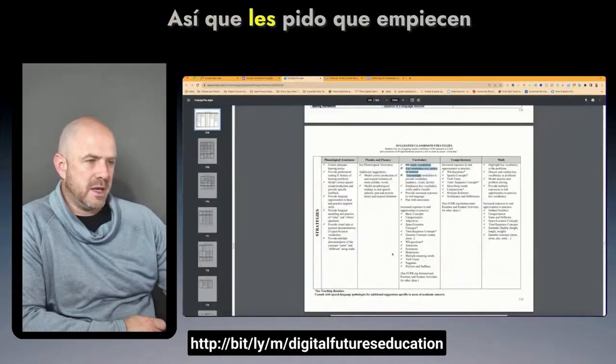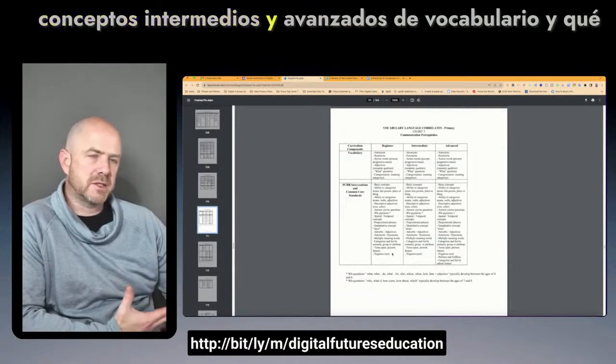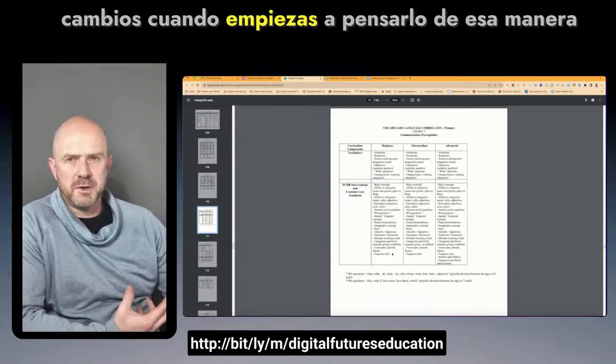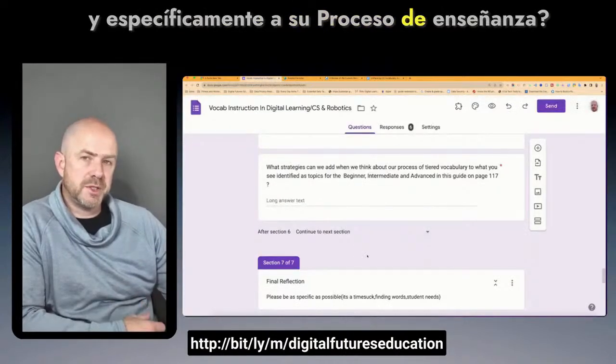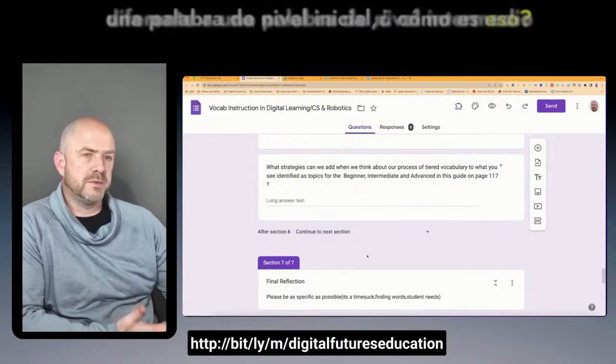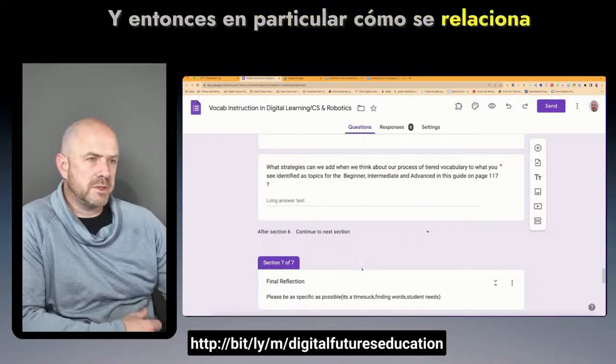So I asked that they begin to start thinking about beginner, intermediate, and advanced concepts of vocabulary and what changes when you start to think about it that way. And specifically to their teaching process, if you're introducing a beginning level word, how is that different than an intermediate level word and then an advanced level word, particularly how it relates to computer science.